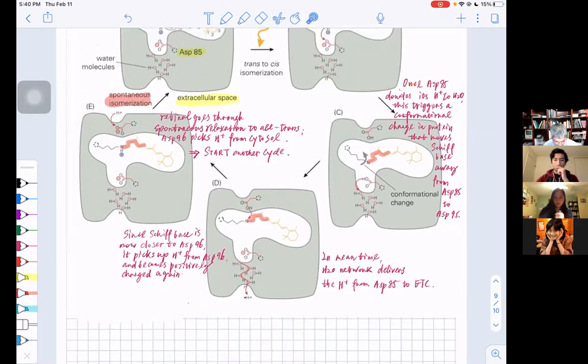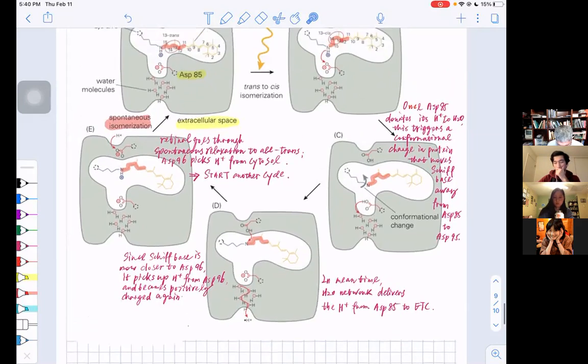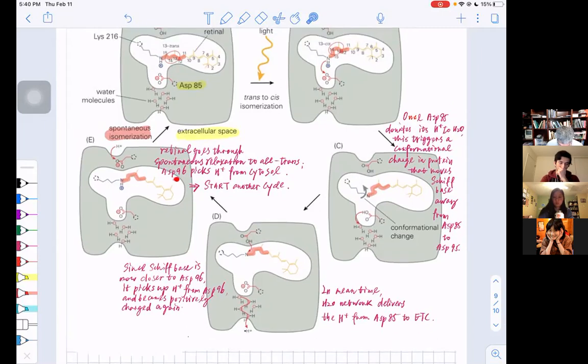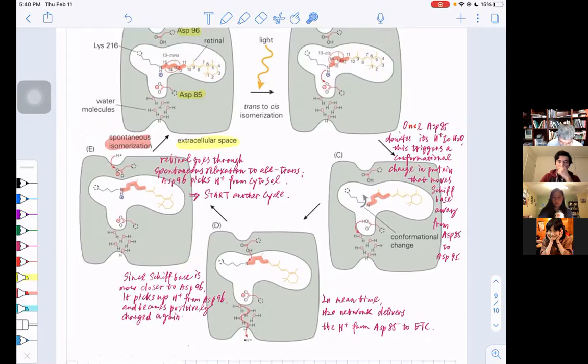And because the Schiff base is now closer to aspartate 96, it can readily pick up the proton from aspartate 96 and then undergo a spontaneous relaxation, basically back to the all-trans conformation. And also aspartate 96 can pick up a proton from the cytosol and then start the cycle again.